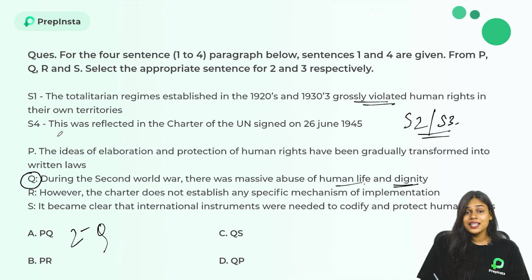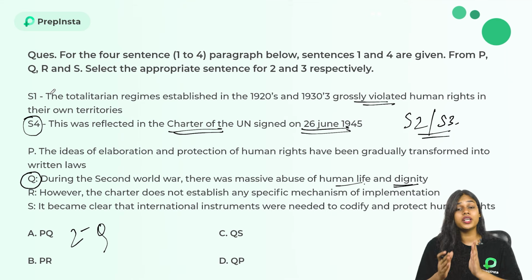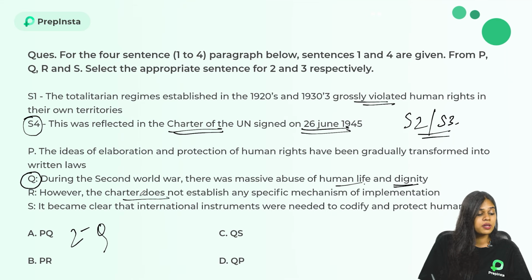Next, the last sentence talks about how it was reflected in the Charter of the UN signed on 26th of June 1945. Now over here, this sentence introduces the Charter. So we cannot use a sentence that already talks about the Charter before introducing it, right? So R is going out of context.